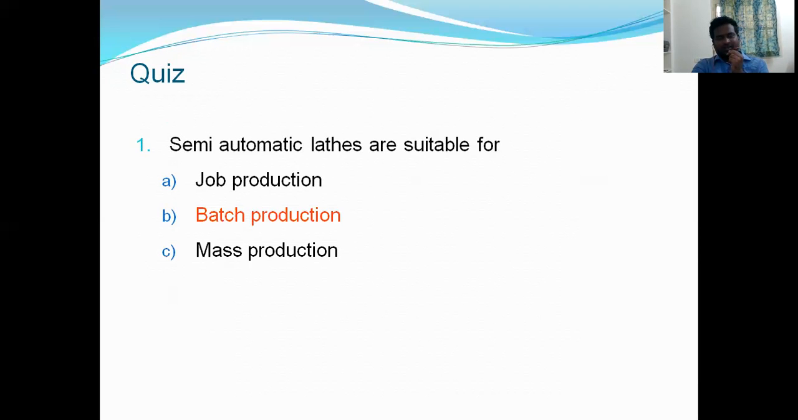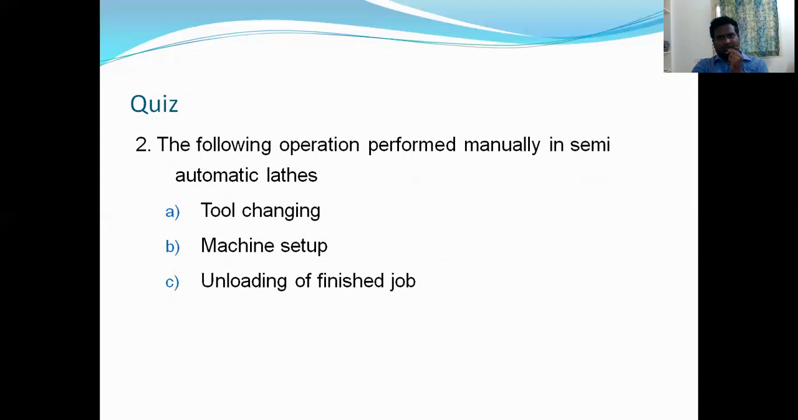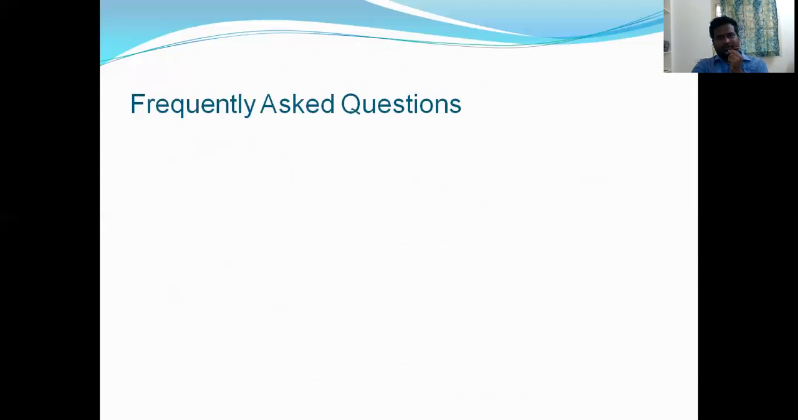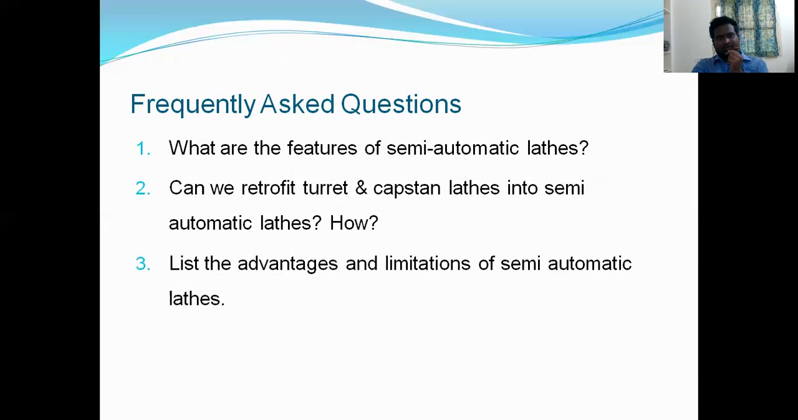In this semi-automatic lathe, human intervention is there. The following operations are performed manually in semi-automatic lathes: tool changing, machine setup, and unloading of finished jobs. Frequently asked questions, such as what are the uses of semi-automatic lathes, we will discuss here.